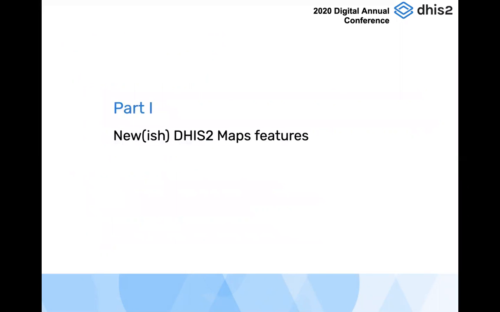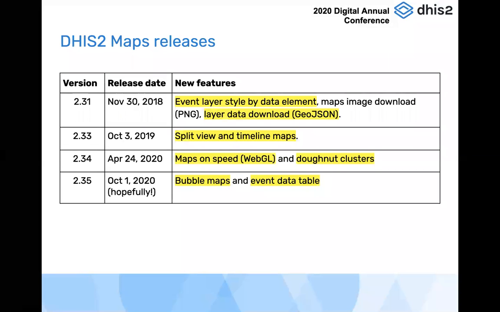So I will start with the Maps app. I plan to use the release candidate for 2.35 to demo, so wish me good luck. This is just a short overview of when we added the different features that I will demo, from 2.31 to 2.35. So you can look at where your own version is and what you can use from this session yourself. For the second session with QGIS, we will only use the layer data download. I think most of you should be on 2.31, so you should be able to use that feature.